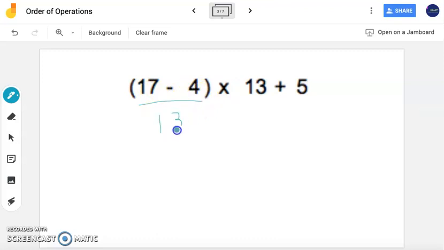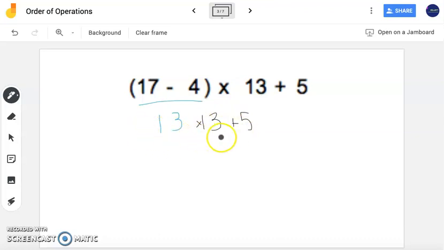So notice in blue I rewrote 13, and that's replacing 17 minus 4. But I still need to include the times 13 and plus 5. I can't forget about the rest of the problem. And notice when I'm writing these problems, I'm going down. I highly recommend you do the same thing.